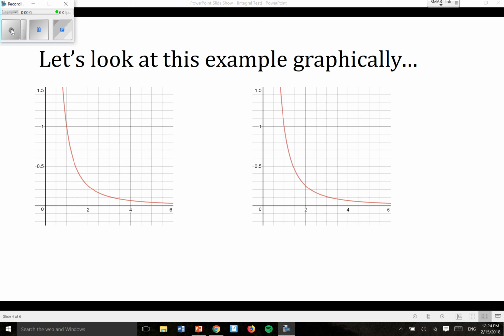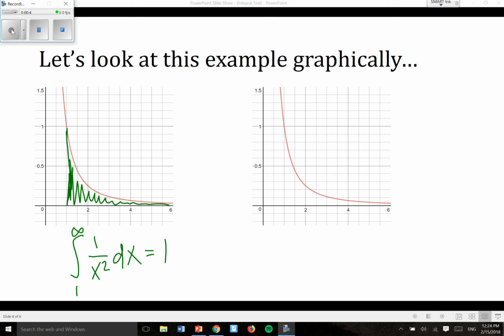Now let's take a look at this example that we just did, but now we're going to take a look at it graphically to see why it makes sense. We started with this idea of the integral from 1 to infinity of 1 over x squared dx. And if we look, this is a graph of 1 over x squared. What we're finding is this area under the curve. We found that that area converged to 1.